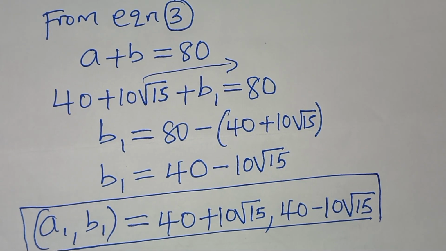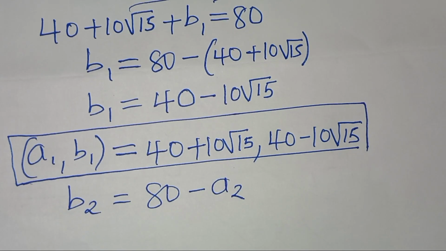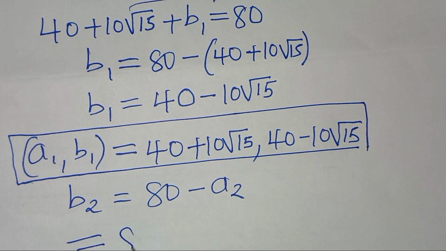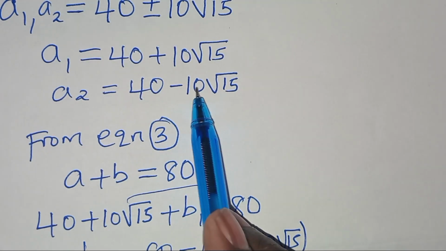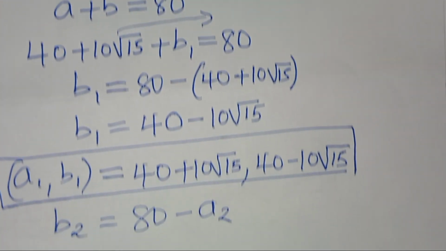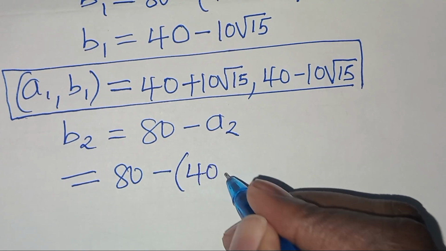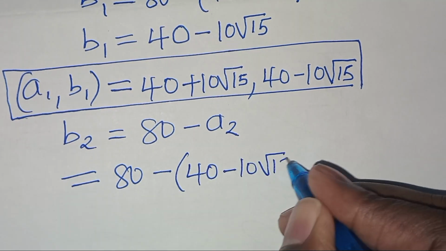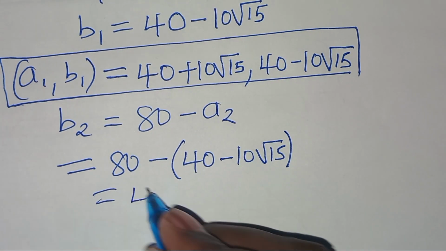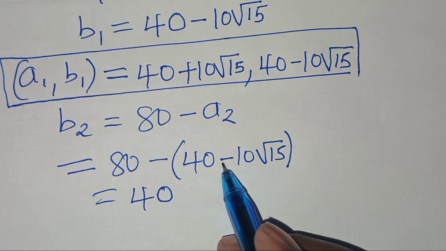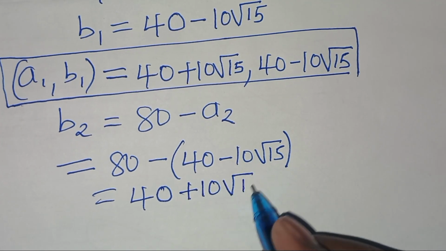So B2 is equal to 80 minus A2. A2 is 40 minus 10 square root of 15. So here we have 40 minus 10 square root of 15. So again here we have 80 minus 40. This is 40. Then minus times minus 10 square root of 15. So this is plus 10 square root of 15.